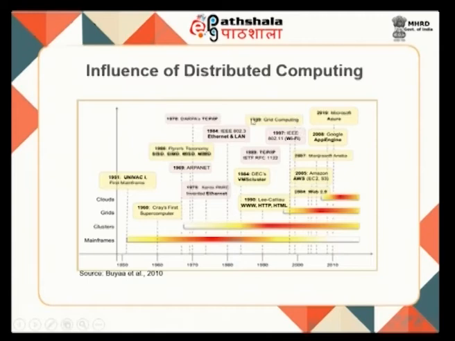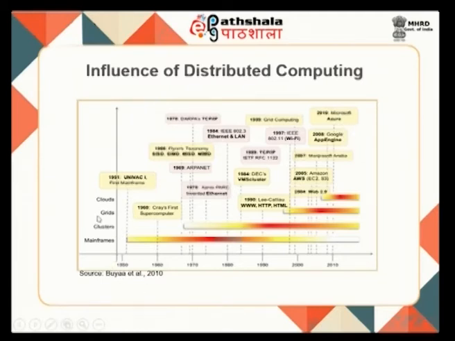Then in 1999 came grid computing. This is perhaps the most important part of the distributed environment for cloud. Then slowly the other environments developed, which are AWS, Microsoft Aneka, Google App Engine, Microsoft Azure, and so on.